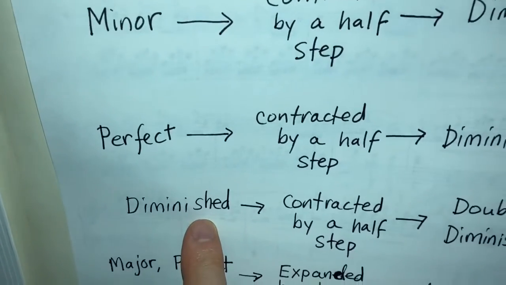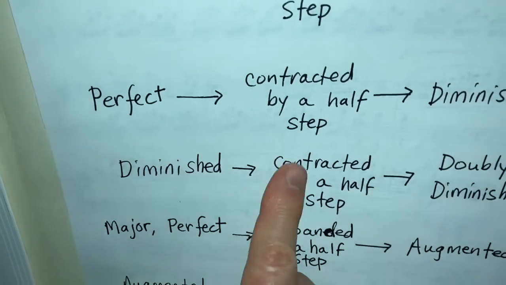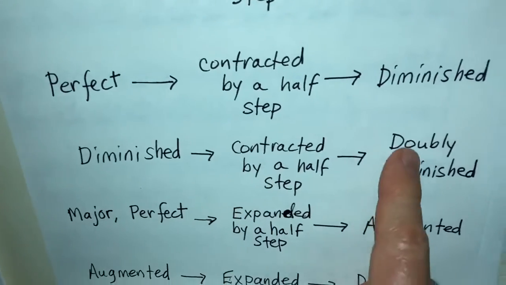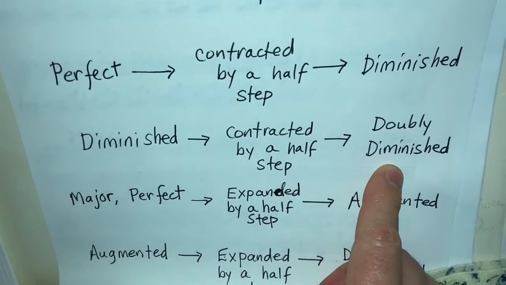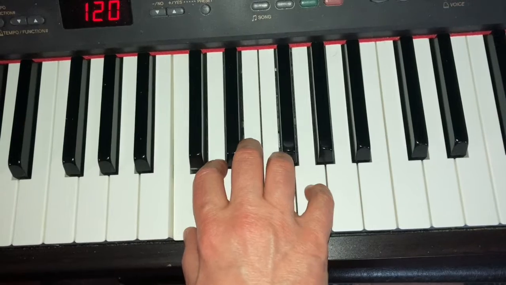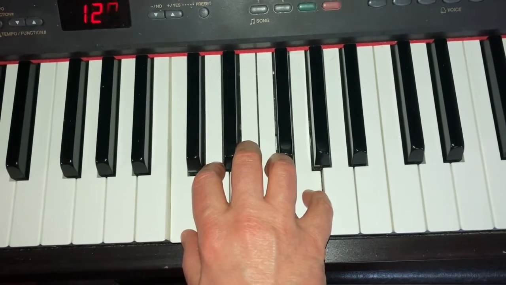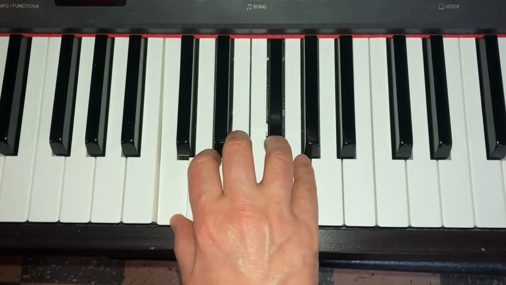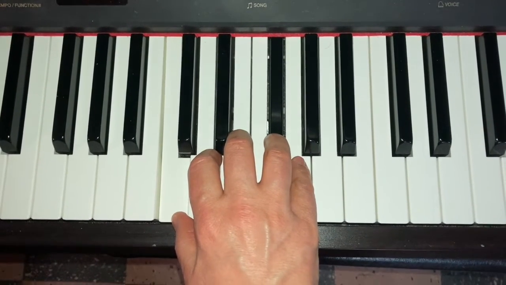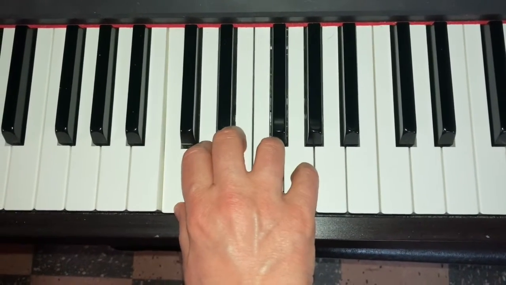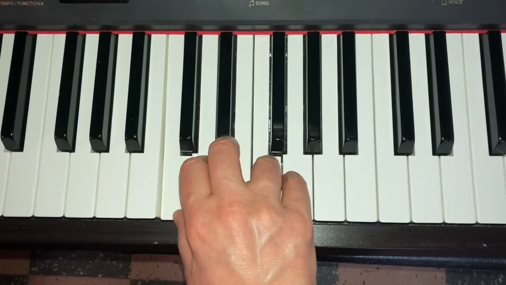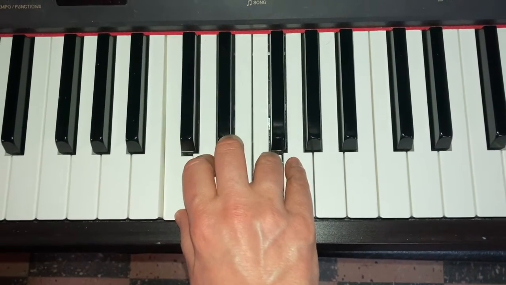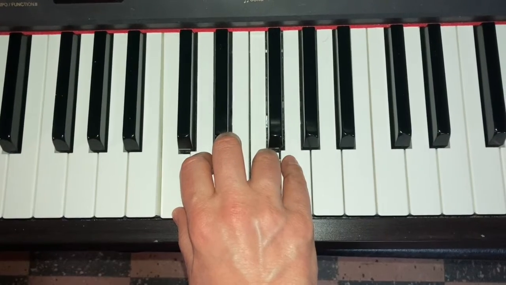A diminished interval contracted by a half step is called doubly diminished. So C to G is a perfect fifth. C to G flat is a diminished fifth. C to G double flat is a doubly diminished fifth.